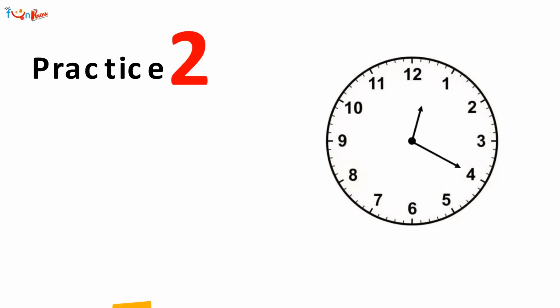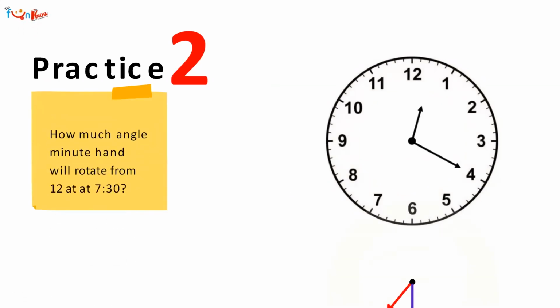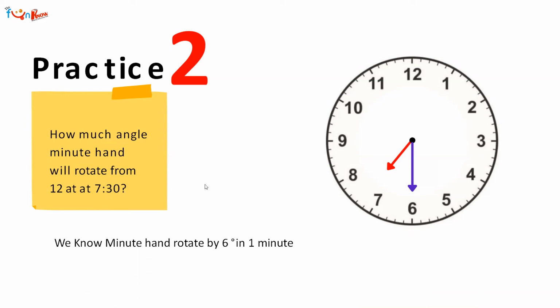Now let's do another practice. You can again pause here and solve this by yourself. Okay. So how much angle will the minute hand rotate from 12 at 7:30? Okay. So we know the minute hand rotates 6 degrees in 1 minute. So at 30 minutes, how much angle must it have moved? 30 times 6, which is 180 degrees. Okay.